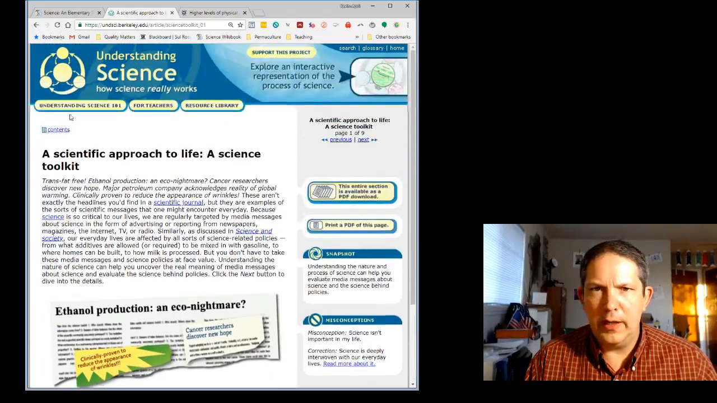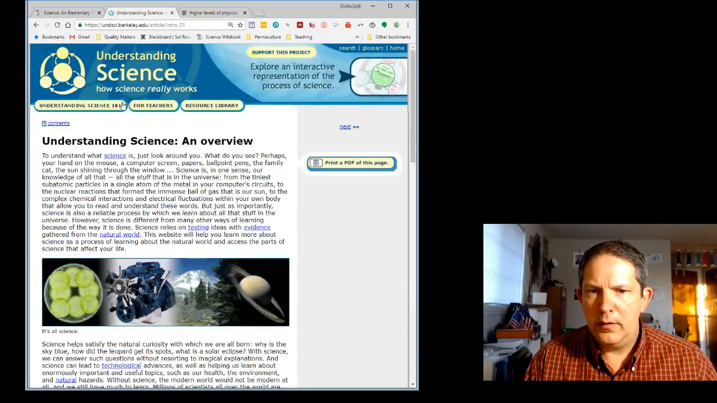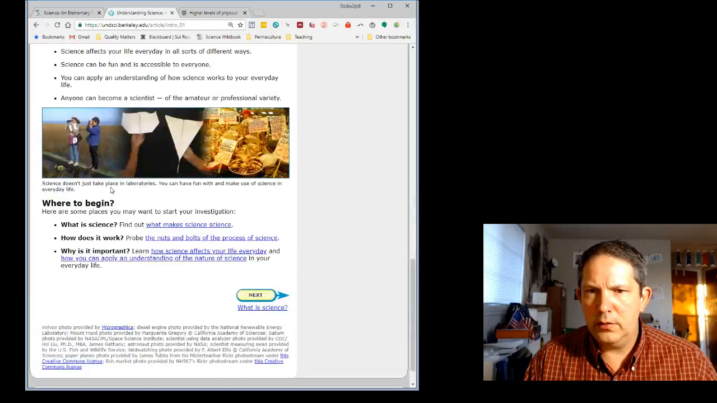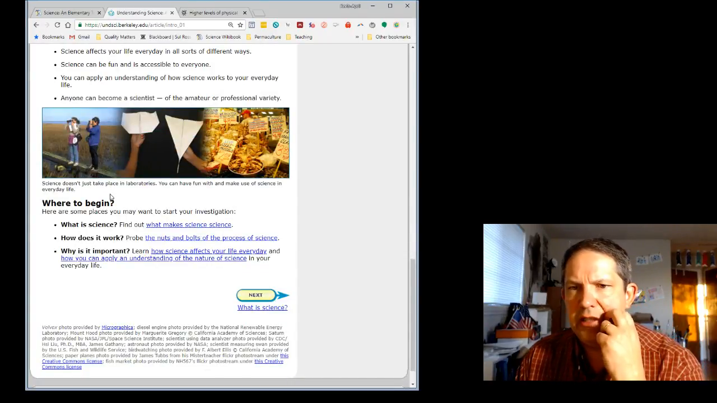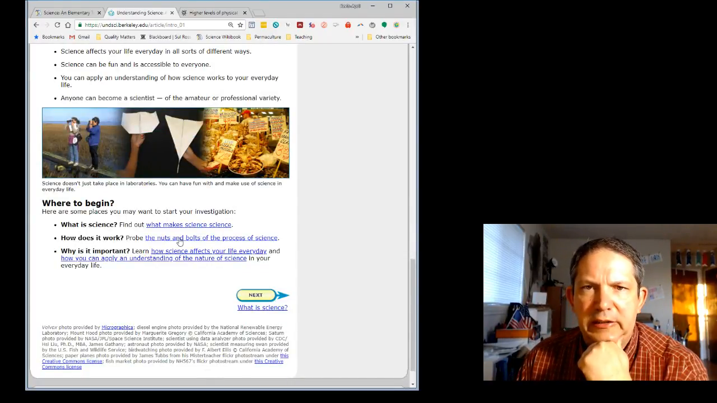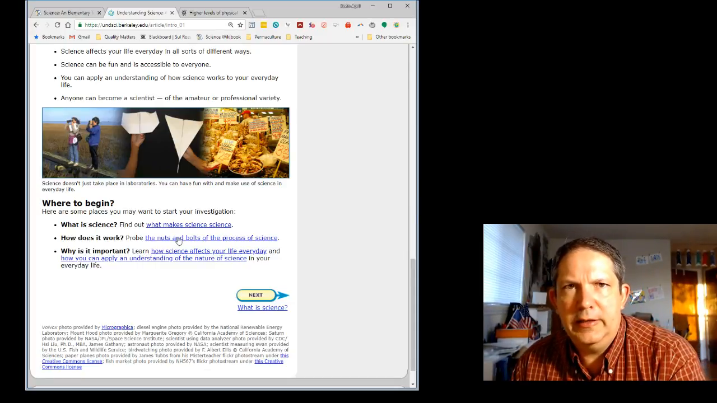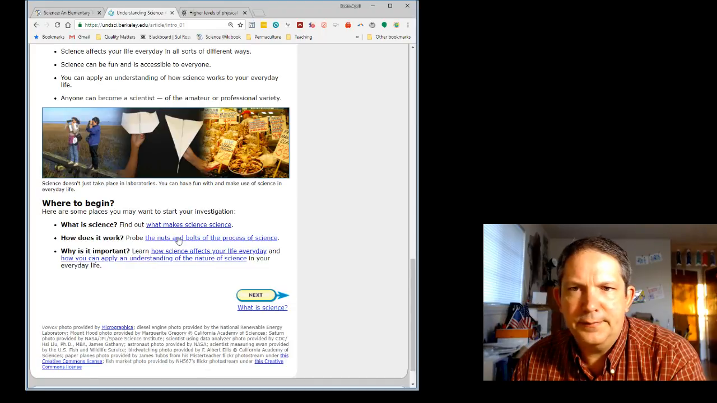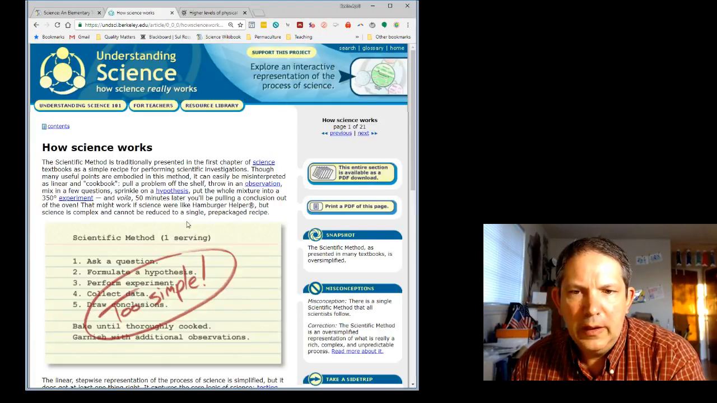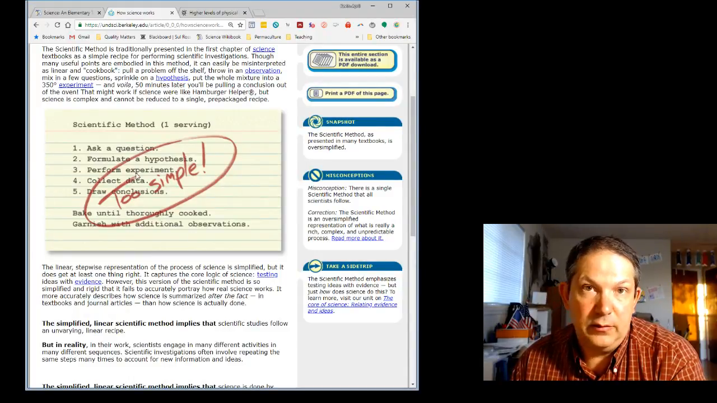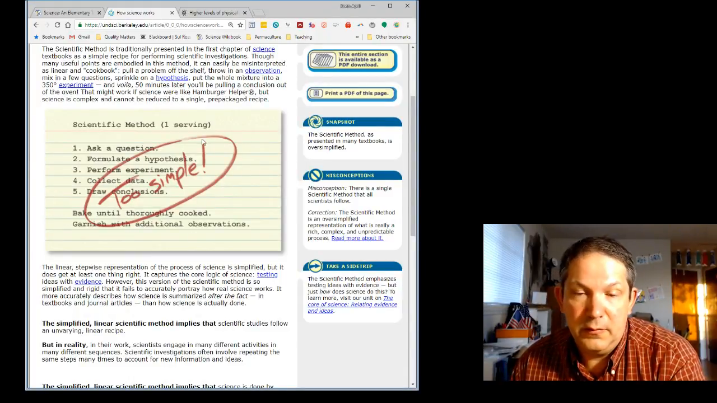No, that's not it. I wanted to just look at some of the nuts and bolts of the process, because you can do a lot of teaching the process of science in your classes. So they talk about the scientific method and how that's an oversimplification, that really it doesn't go that way most of the time.